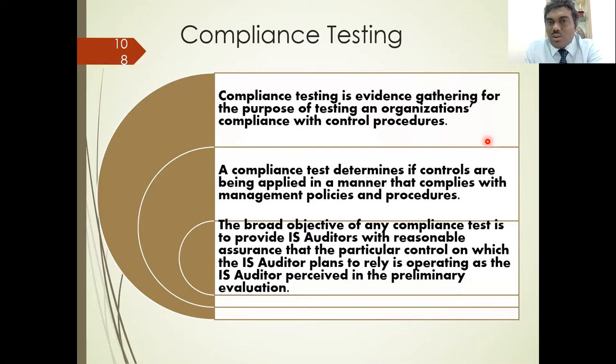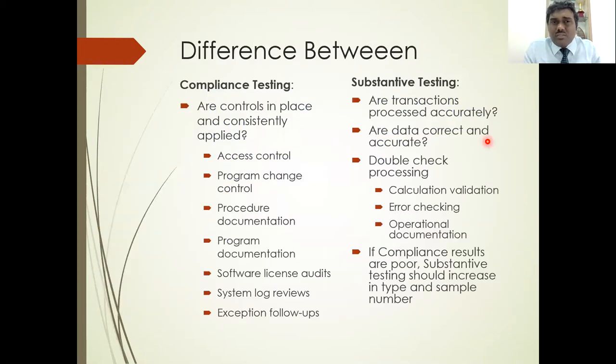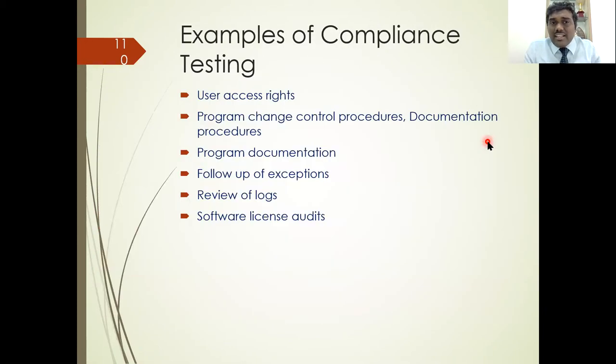Compliance testing, we know we test the controls. Yeah, this is one nice example of compliance testing. Very, very important. Examination question: which of the following are examples of compliance testing? User access rights. If you review the user access rights, what are you doing? You are checking whether that person is compliant or not. So compliance testing. Program change control procedure. Anything which you check whether it is followed per a policy, SOP defined, that becomes compliance testing. So user access rights, program documentation, follow-up, review logs, software license audit, all of them you're taking as compliance.